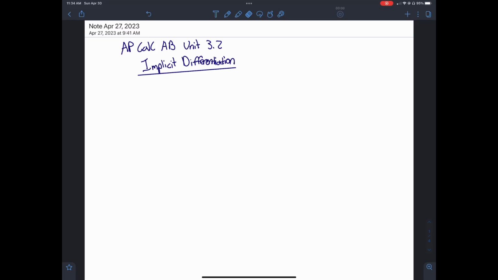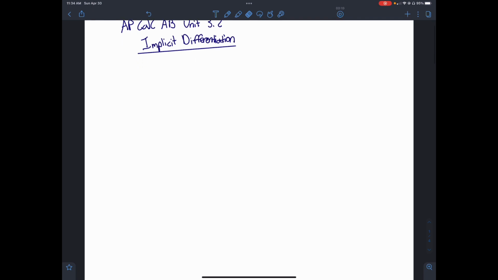Hello, everyone, and welcome to AP Calculus AB Unit 3.2, Implicit Differentiation. So, first off, I just want to start with a quick concept tutorial.